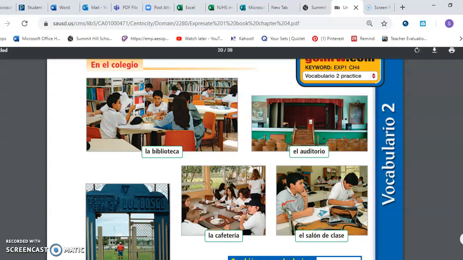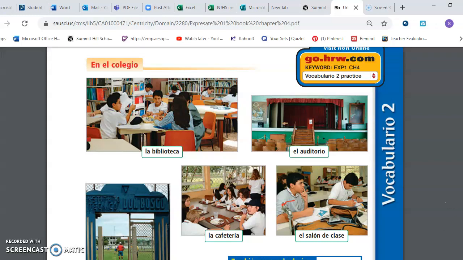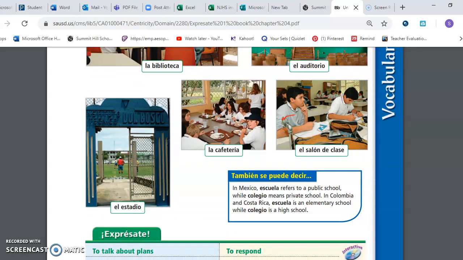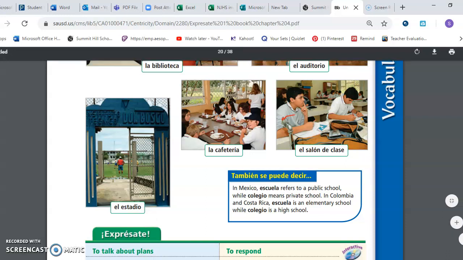And then we have el salón de clase, which is a classroom. And once again, when I use el, I'm saying the. Those are definite articles. And then we have el estadio, the stadium, okay?